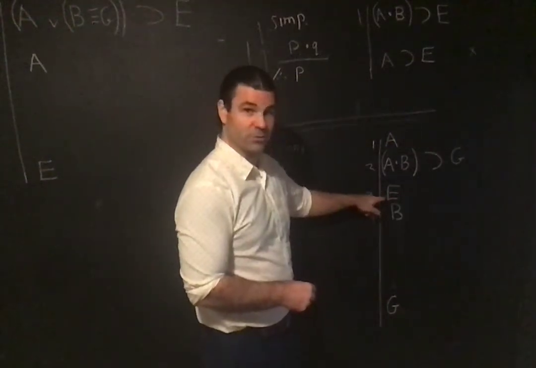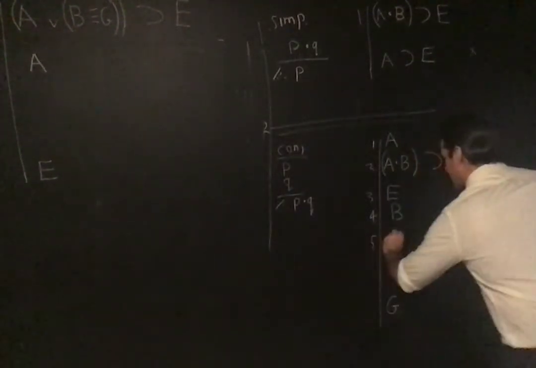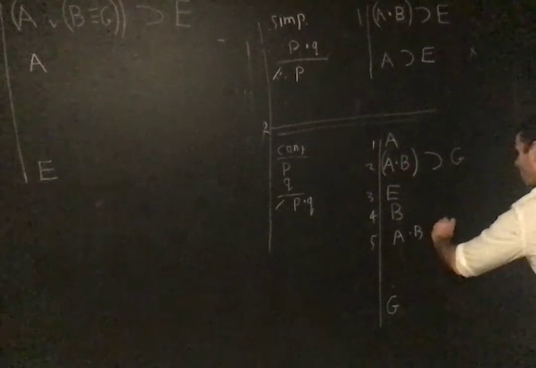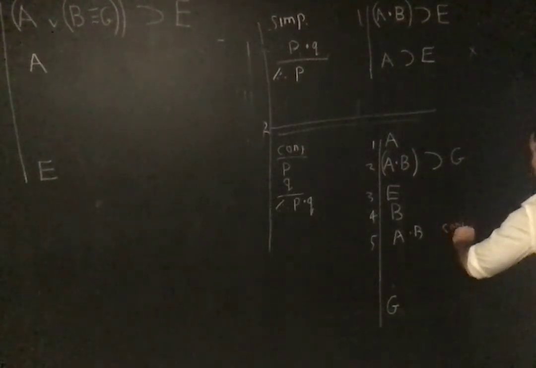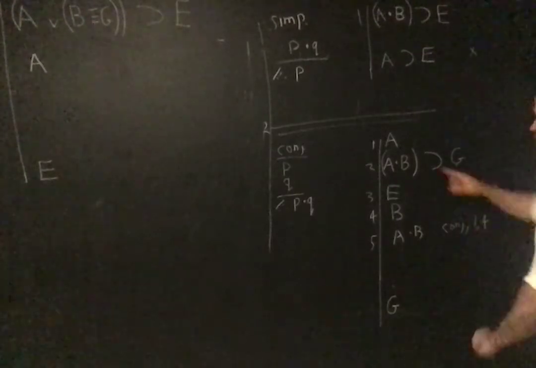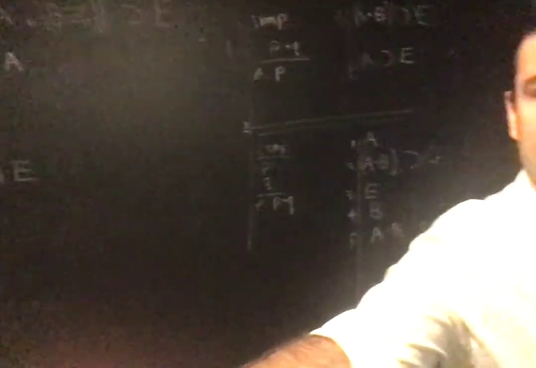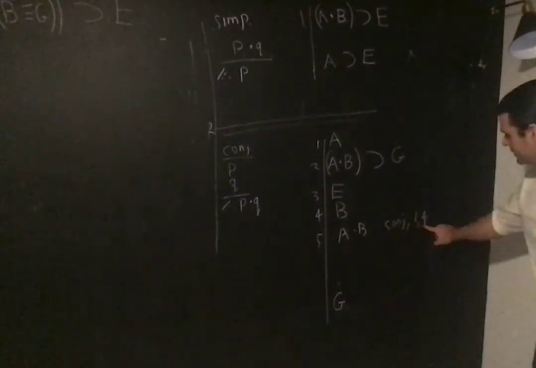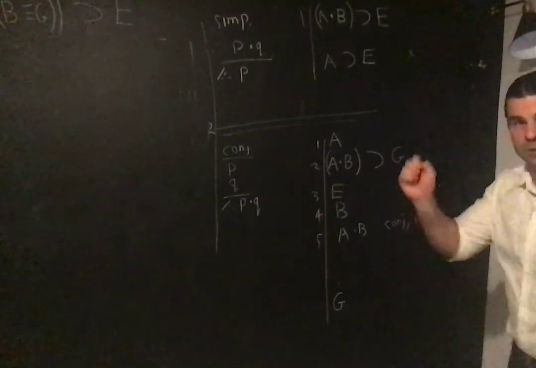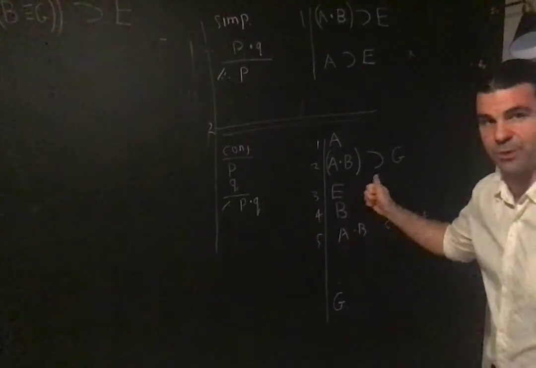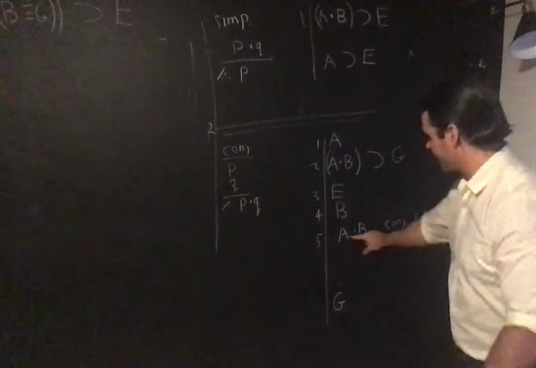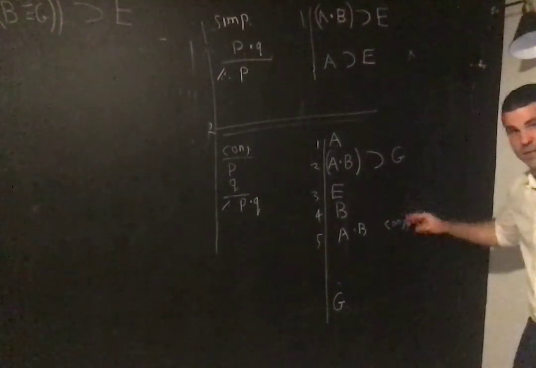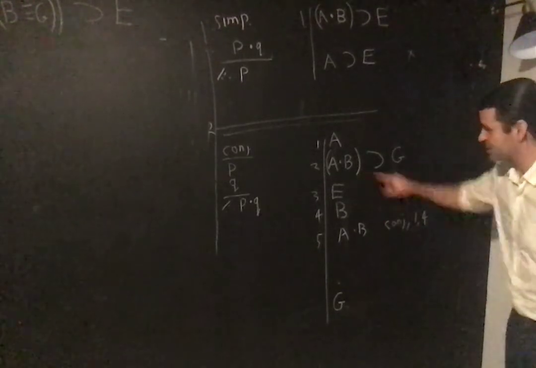And ignore E, it's no use here, but I can go 5, A dot B. See this now? It's by conj 1 and 4. Those are the two steps which are the premises of the rule. So you see how this third part of the proof needs the formula, the statement of the rule with its abbreviation, conj, and the steps which are the premises. In this case, it's 1 and 4.